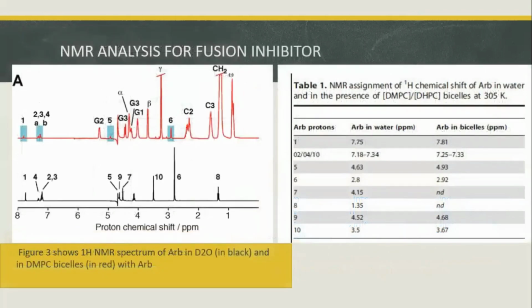Another drug that we can use as an anti-influenza drug is Arbidol, which is a fusion inhibitor. Based on this result, we can see that we have two spectra. The first one is the spectrum for Arbidol in heavy water, and the other is Arbidol with our model membrane, the DPC micelle. Based on this result, the Arbidol interaction with the lipid induces chemical shift changes in the Arbidol resonances when compared to those observed in water, which means there is some interaction. So Arbidol can be an efficient inhibitor.